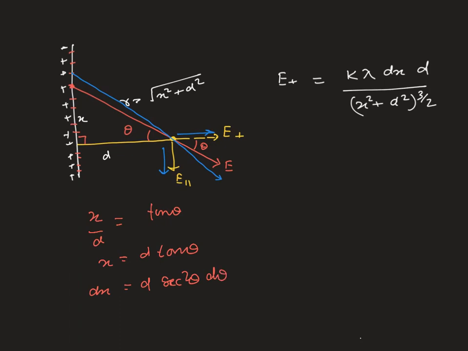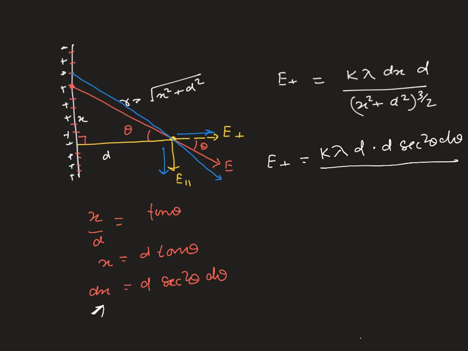Now back to our solution. So what will E perpendicular be now? K lambda d, all these things don't change, but what about dx? dx you can write as d sec squared theta d theta.